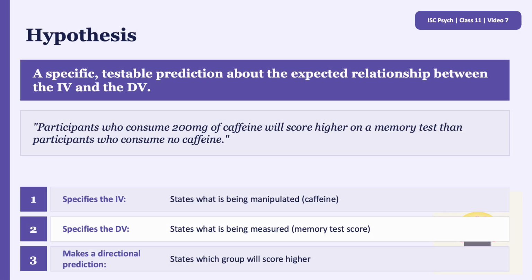Now, before running an experiment, the researcher states the hypothesis, a specific testable prediction about what they expect to find. A hypothesis is not a question. It is a statement of an expected relationship between the independent variable and the dependent variable. For the caffeine experiment, for example, a hypothesis might be: participants who consume 200 milligrams of caffeine will score higher on a memory test than participants who consume no caffeine. Notice three things about a well-formed hypothesis. It specifies what is being manipulated, it specifies what is being measured, and it also makes a very specific directional prediction.